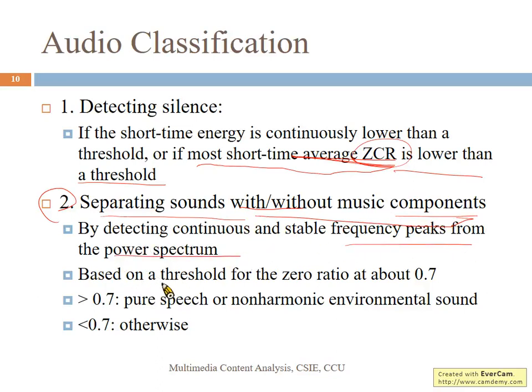Then, based on the threshold for the zero ratio at above 0.7, if a given audio segment has more than 70% zero ratio, then we say that it is pure speech or non-harmonic environmental sound.